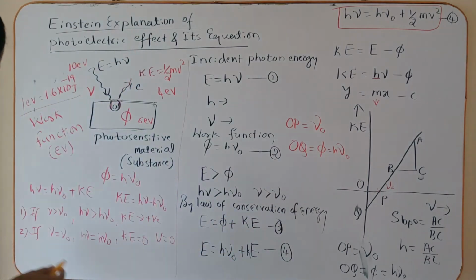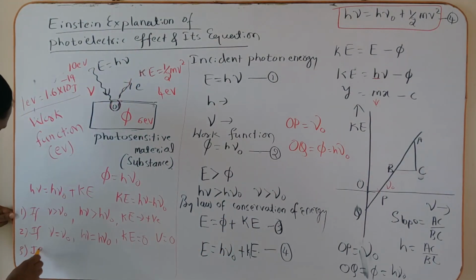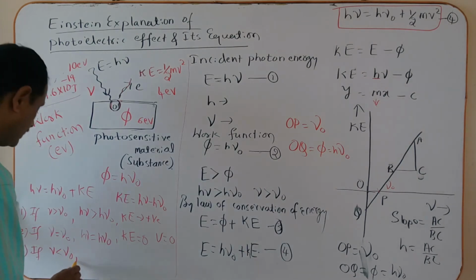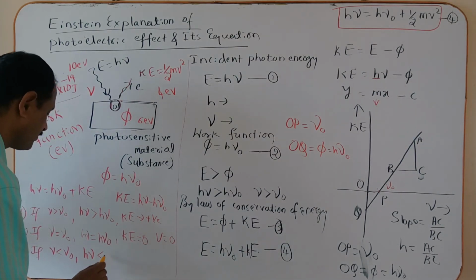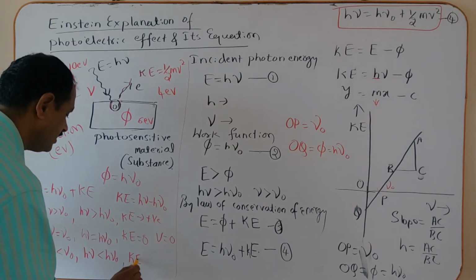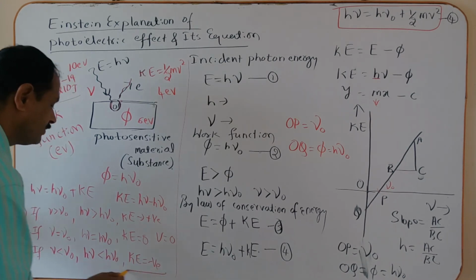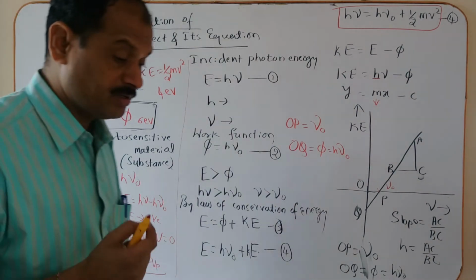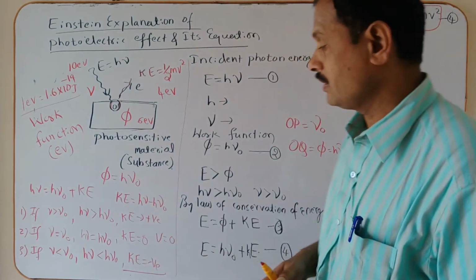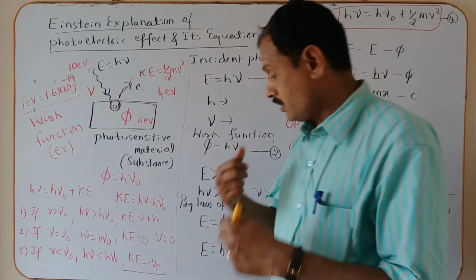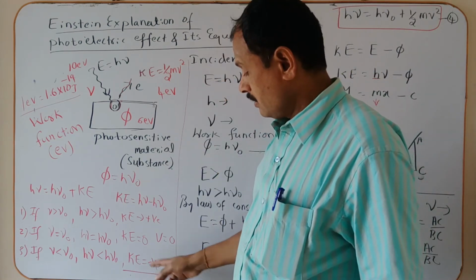And then, if nu is less than nu naught, the incident frequency of light is less than the threshold frequency. At that time the incident photon energy is less than the work function, and the kinetic energy you get is negative. What is the meaning of this? There is no photoelectric effect; there is no emission of photoelectrons.